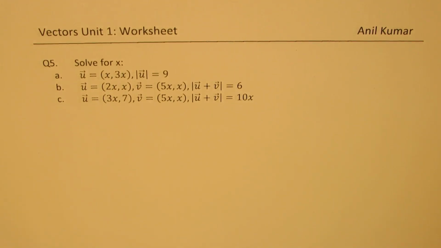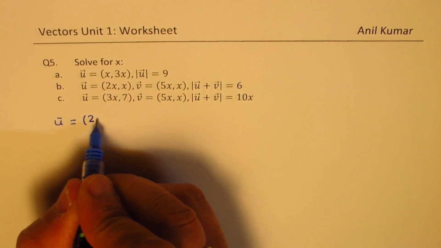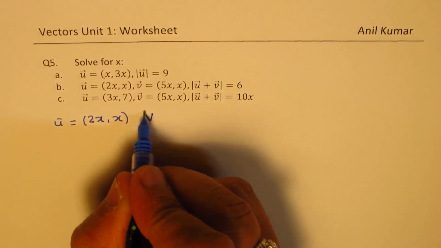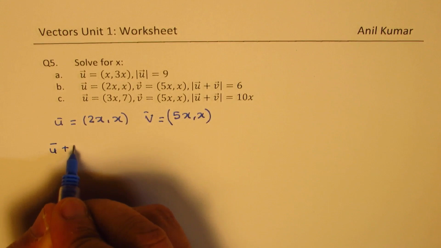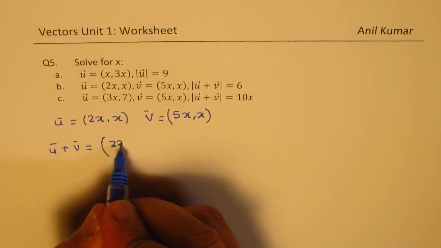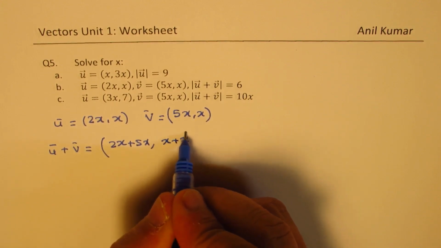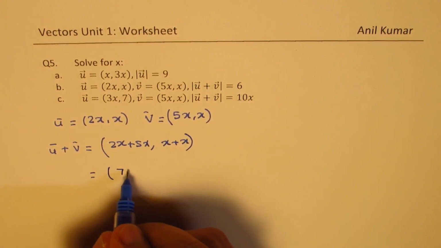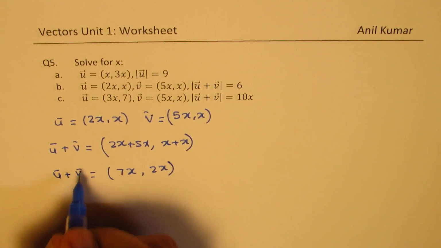In part B, we are given two vectors and the magnitude of their sum is 6. So let us find the sum of the vectors first. We are given the vector u as (2x, x) and vector v as (5x, x), correct? So vector u plus vector v will be what? It will be 2x plus 5x, and the y components x plus x, which we can write as (7x, 2x). So that is vector u plus v.